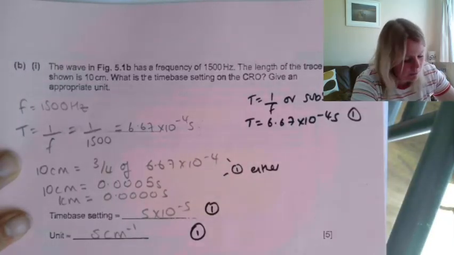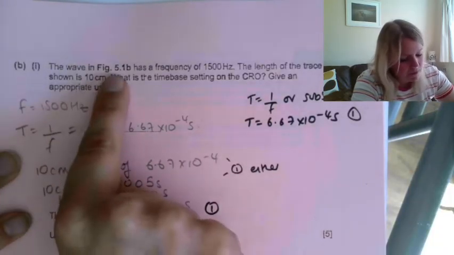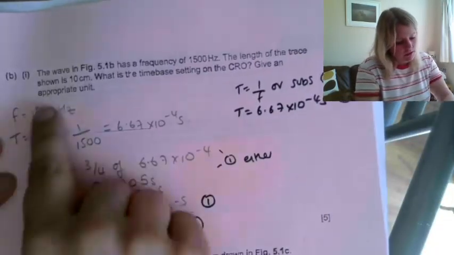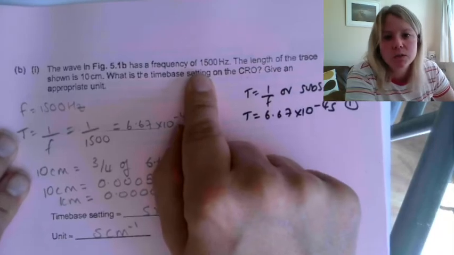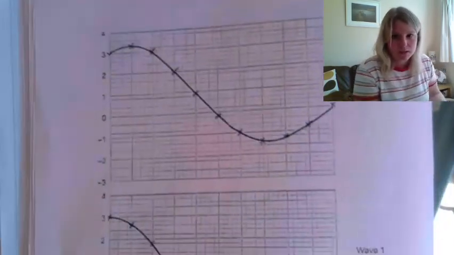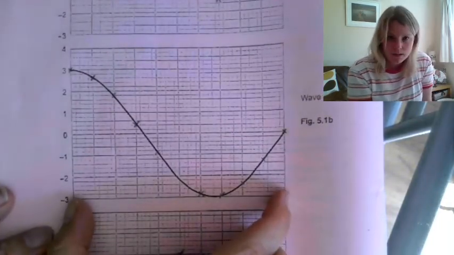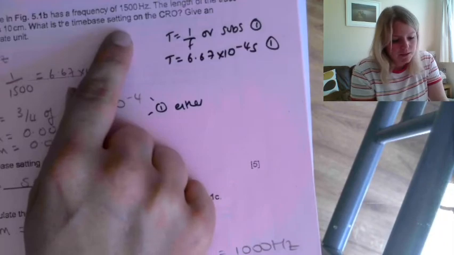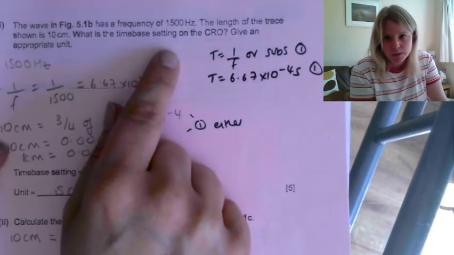Okay, so part B, part 1. Right, so the wave in figure 5.1b, so that is this one. It's not this one, it's this one here. It has a frequency of 1500 hertz. The length of the trace shown is 10 centimeters. So that means that this is 10 centimeters. What is the time-base setting on the CRO, giving an appropriate unit?